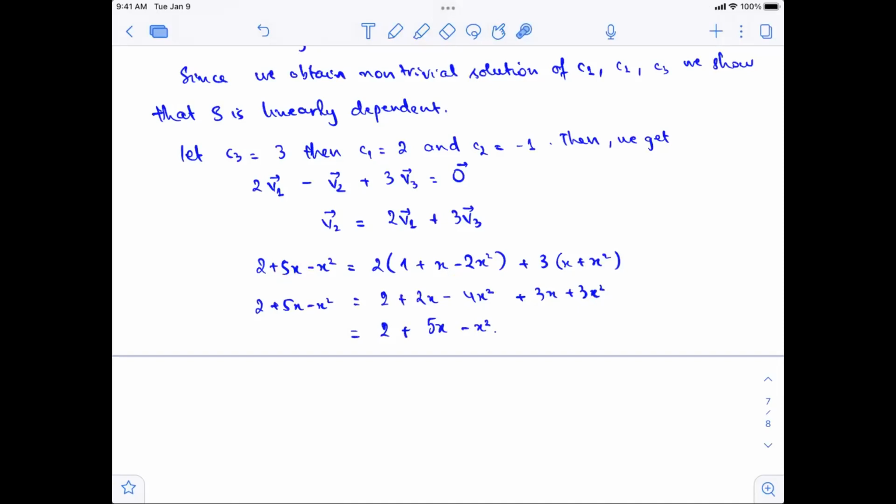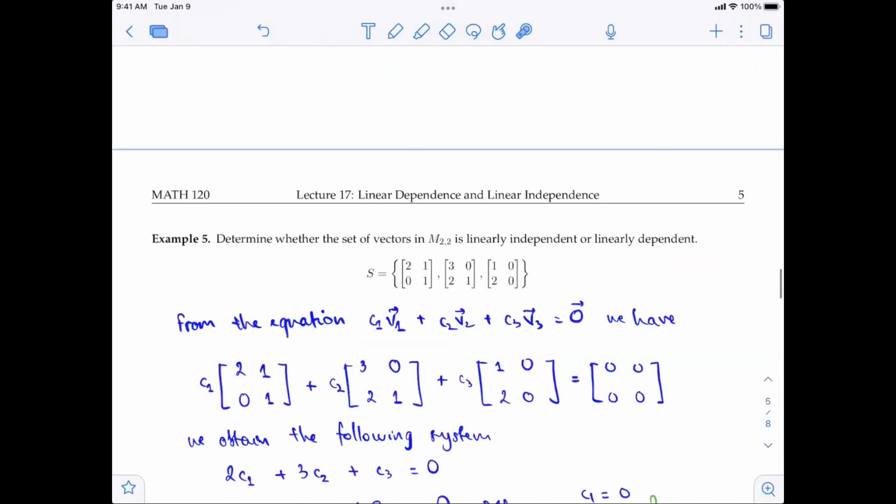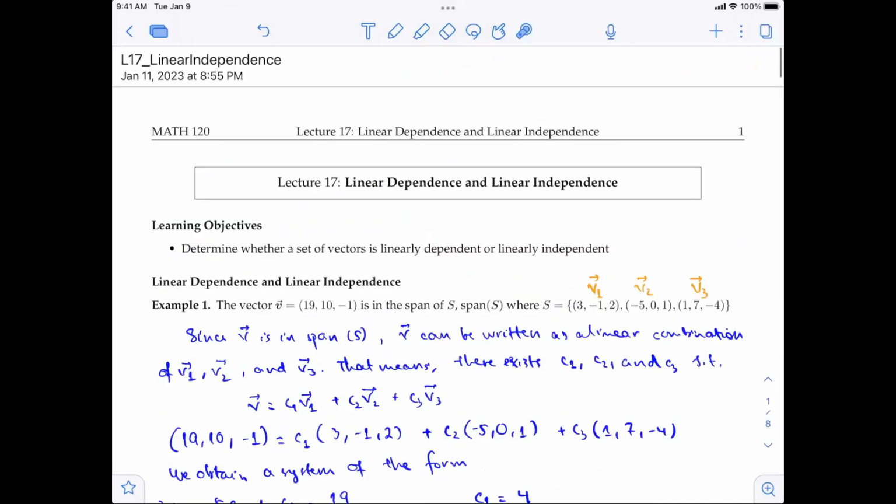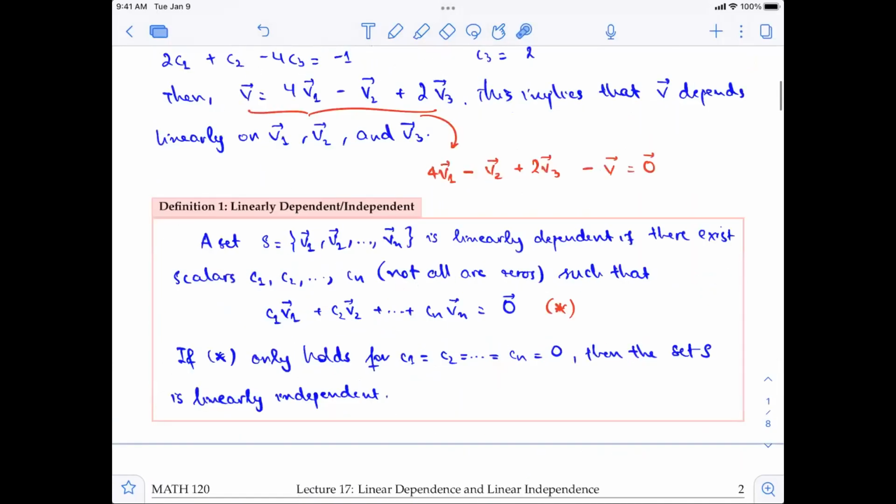So that's it for me for this lecture. In this lecture, we look at the concept of linear dependence and linear independence. The set is linearly dependent if there exist some scalars c1, c2, up to cn, not all 0, such that we have this particular vector equation. And if this equation only holds when c1 = c2 = cn = 0, or you obtain the trivial solution for these scalars, then the set is linearly independent.